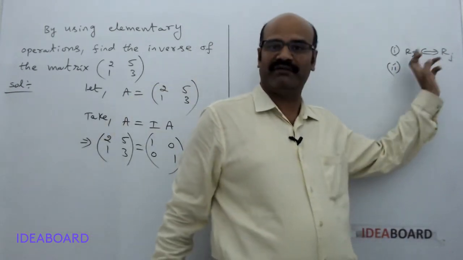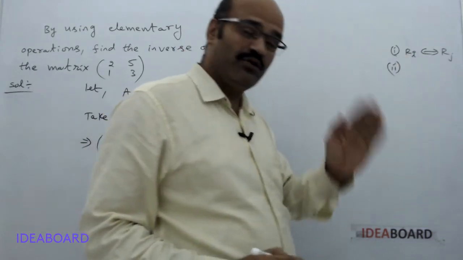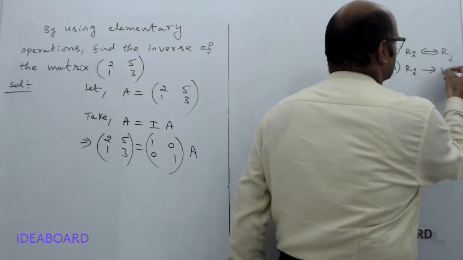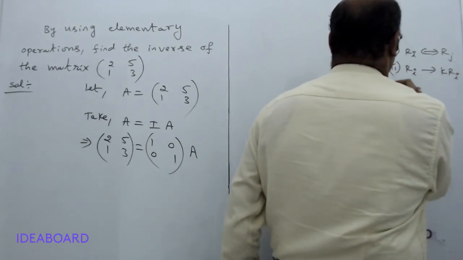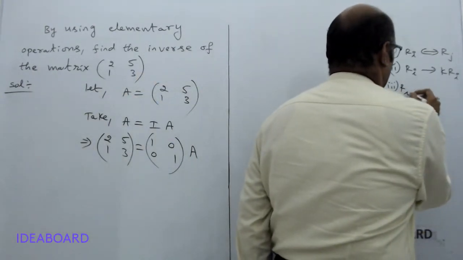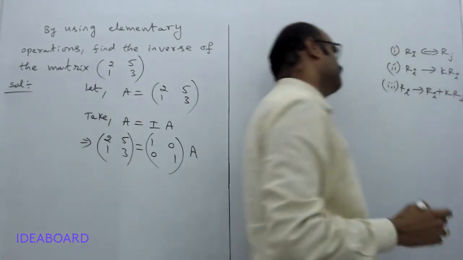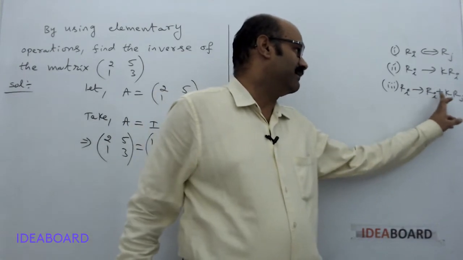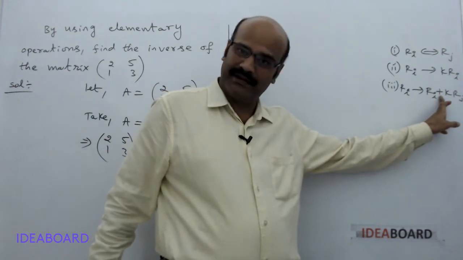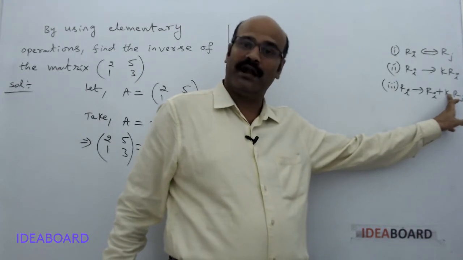Any 2 rows of the given matrix can be interchanged. Second one is, any row can be multiplied by a non-zero number: Ri implies k into Ri. Third one, Ri implies Ri plus k into Rj. Each and every element of any row can be multiplied by k and added to that.